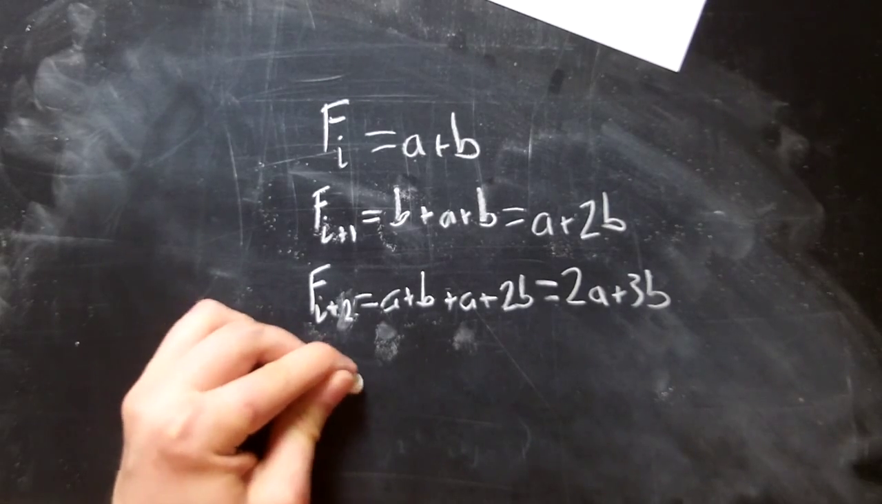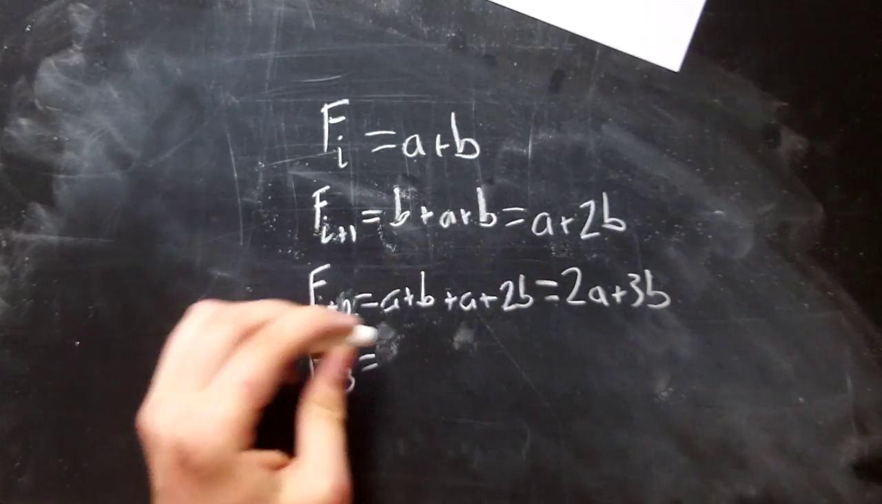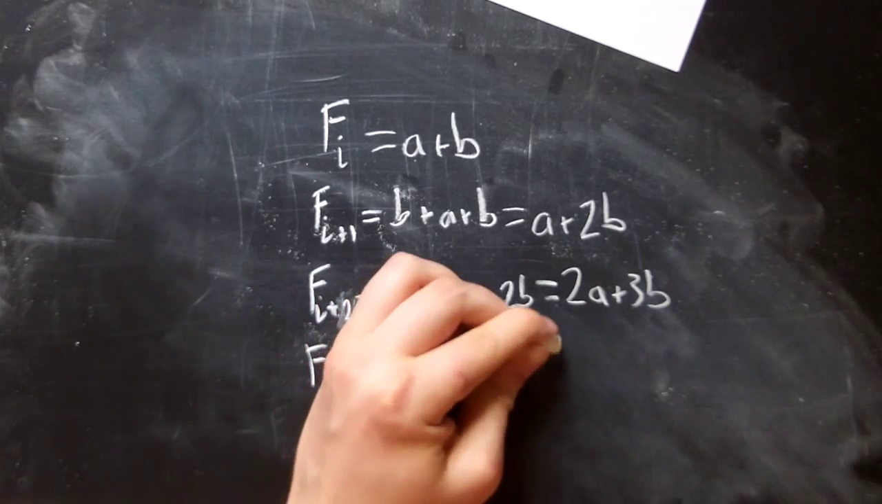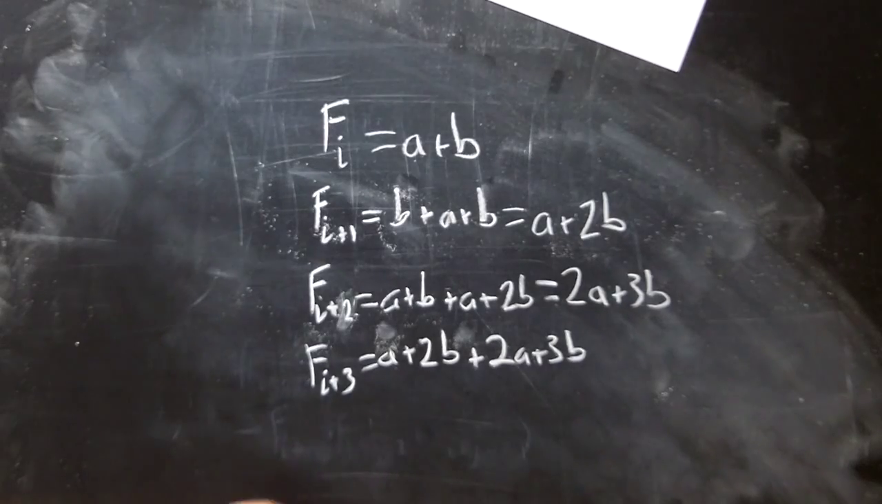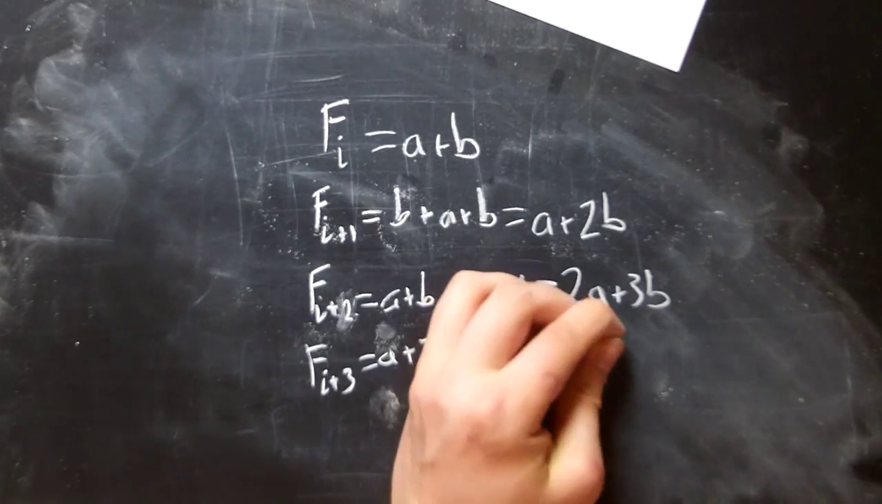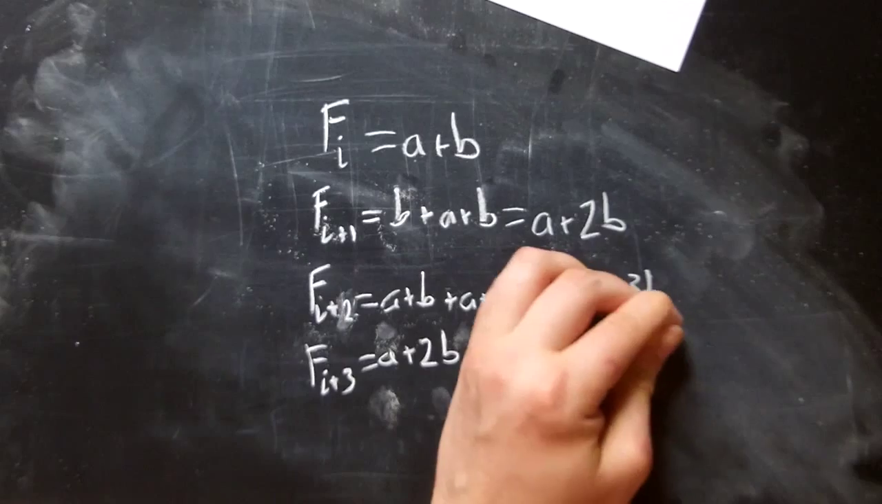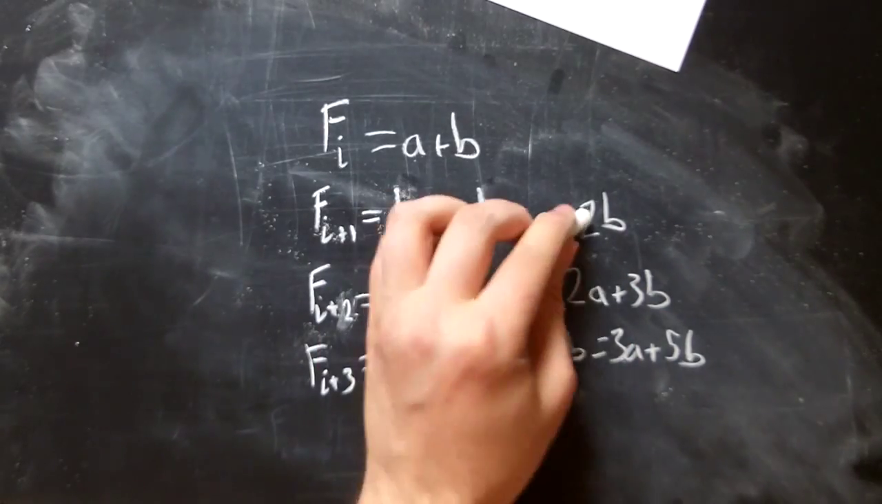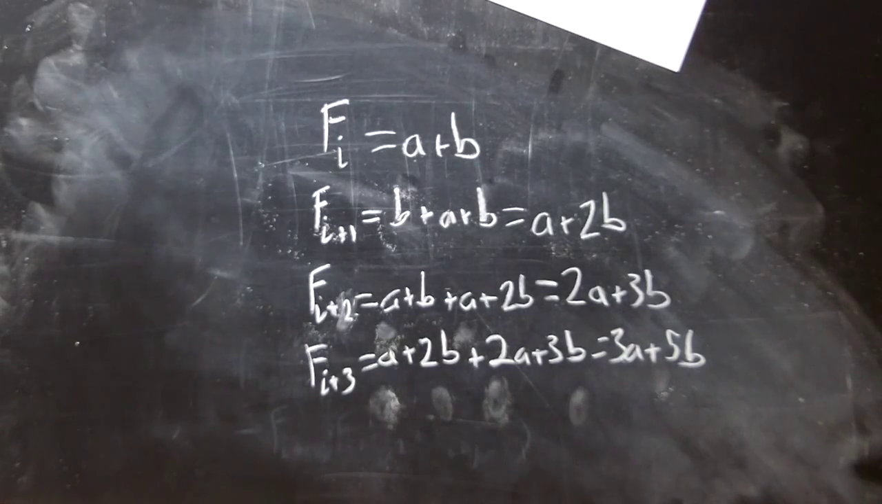F_(i+3) is two previous ones: a plus 2b plus 2a plus 3b. What have I got? 3a's, 5b's. Okay. 1, 2, 3. 2, 3, 5. Got the Fibonacci sequence appearing yet again. Very tediously.